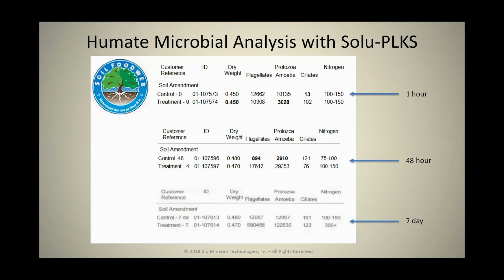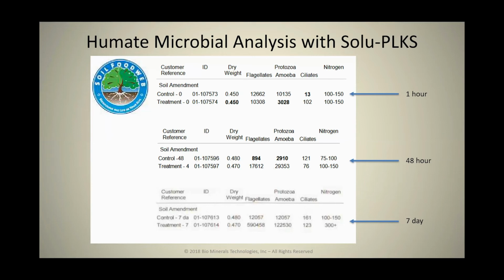And now we have that capacity of producing 100 to 150 units of nitrogen, where we're losing nitrogen potential with the microorganisms dropping down in the control. After 7 days, the control was back to where it was when it started. 12,000 flagellates, 12,000 amoebae.